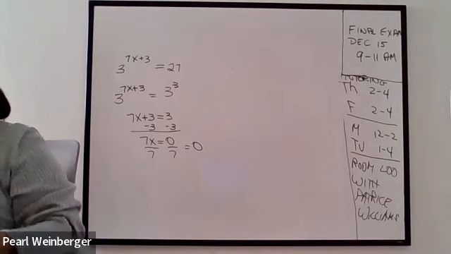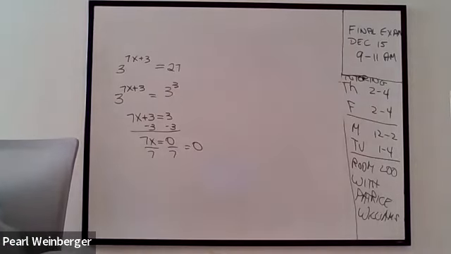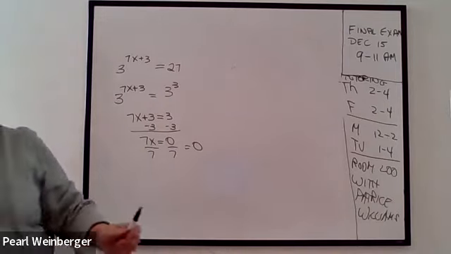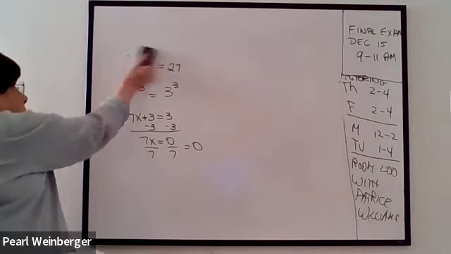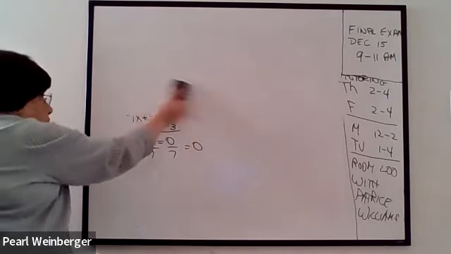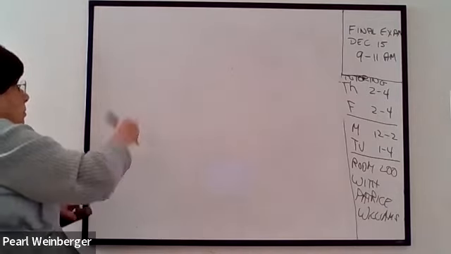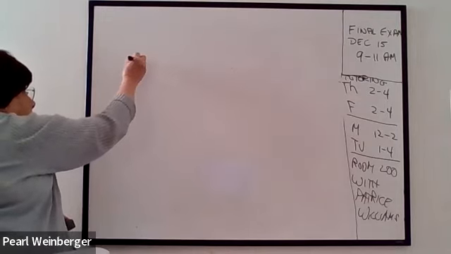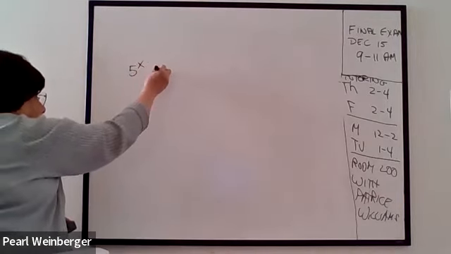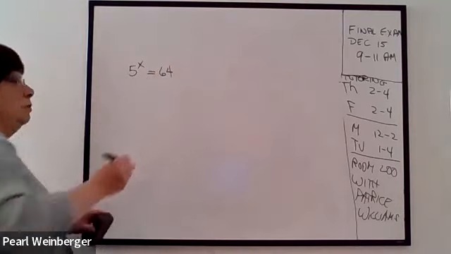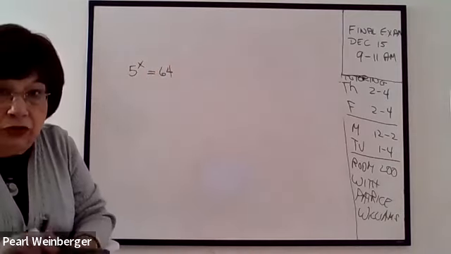But let's look at a situation where you can't get them in the same base. What if I gave you something that looks like this? Five to the x equals 64. This is also an exponential equation.